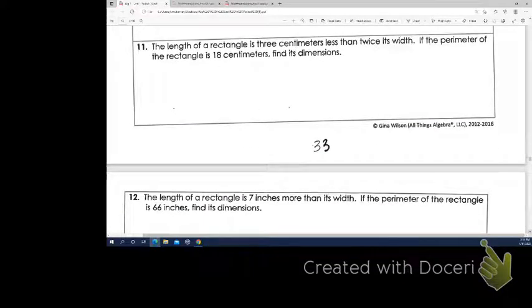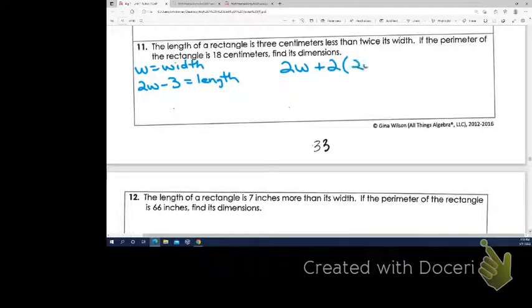So number 11, we've got one of those "less than" again, so don't let that trip you up. Again, if I let W be the width, then 2W minus 3, 3 less than twice the width, is the length. And then I need 2 of each of those. So 2 of the W plus 2 of the 2W minus 3, total of 18.